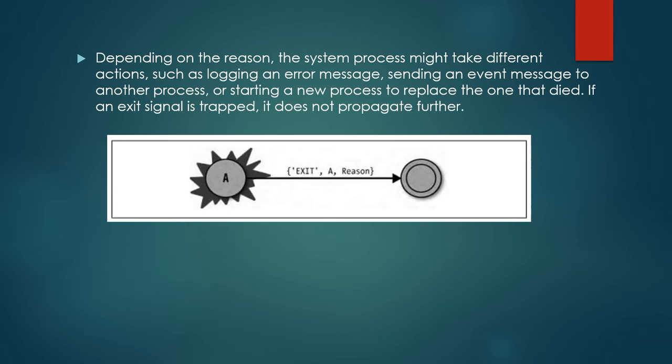Depending on the reason in the exit signal, the system process might take different actions like logging an error message, or sending an event message to another process, or even starting a new process to replace the one that has died.